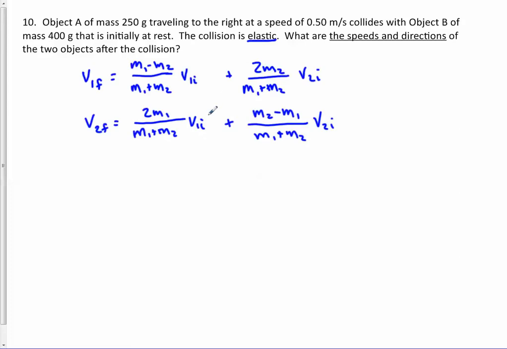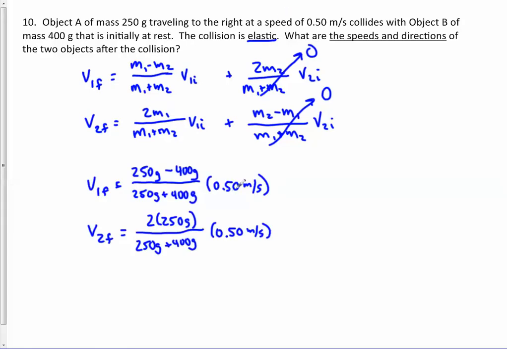Okay, here they are. And once you just identify that that's the kind of problem we're dealing with, it's just plugging things in. On our formula sheet we had objects 1 and 2, but in the problem we have objects A and B, so we'll just make that obvious connection. Object B is initially at rest, so V2I is 0. So actually these two terms are both 0, so it's really just this part. And you just plug everything in, and here we go.